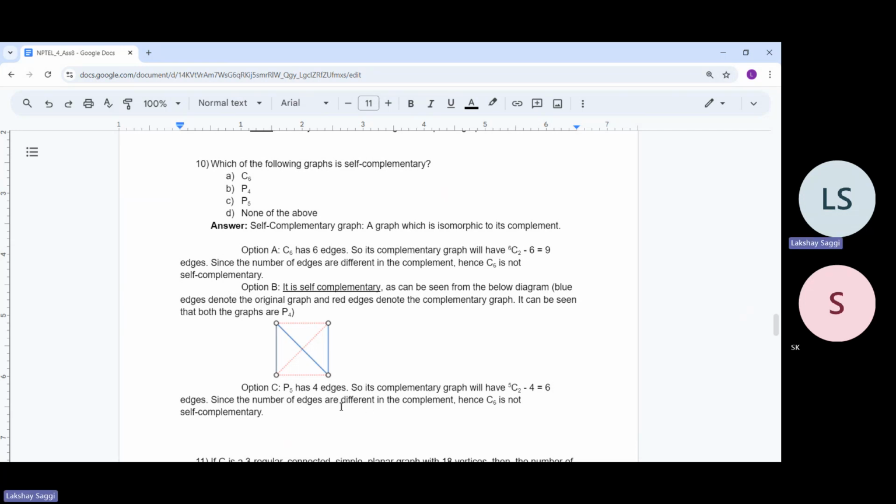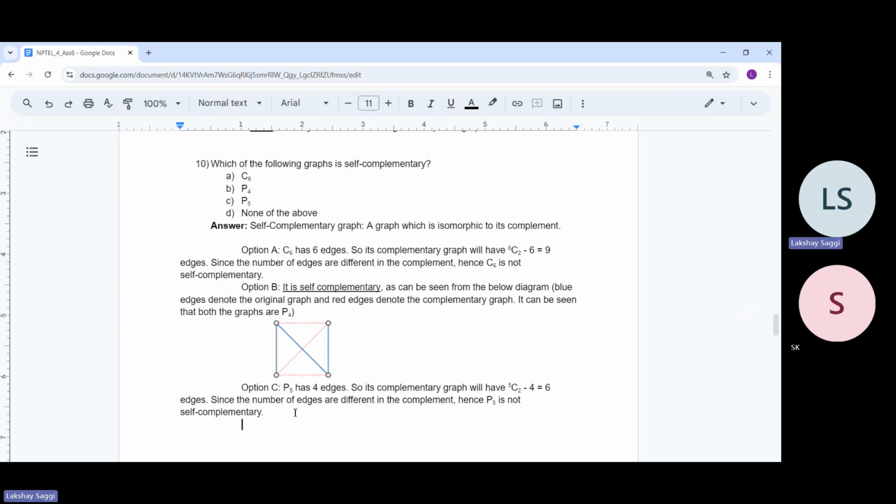So note that the original graph had 4 edges, but the complement has 6 edges. So the number of edges are different in the complement. And so the graph P5 is not self-complementary. So the argument almost remains the same as option A, but just the values have changed. I hope this is clear to everyone. If not, you can ask me in the chat. Otherwise, I'll just assume it's clear.